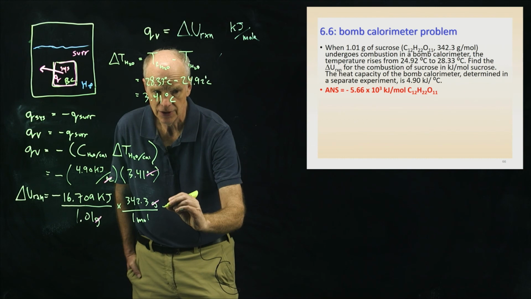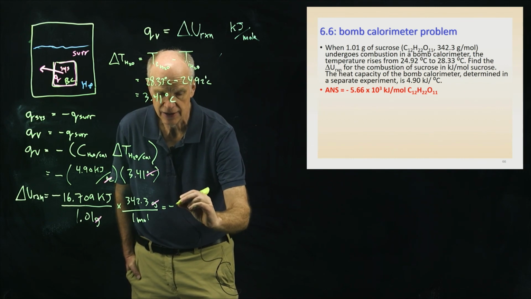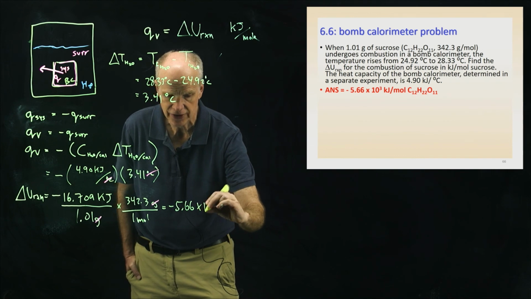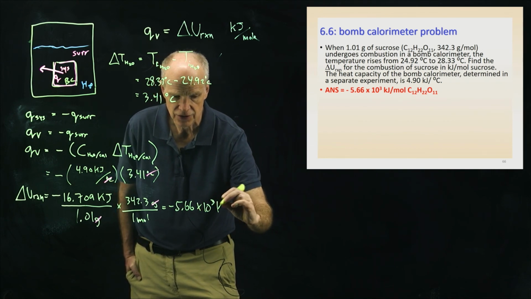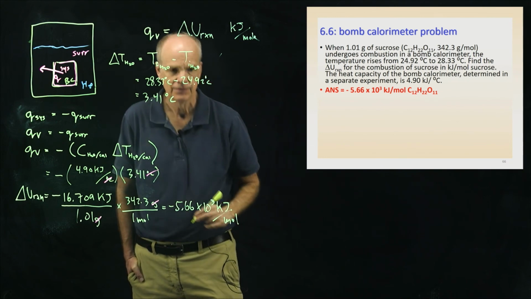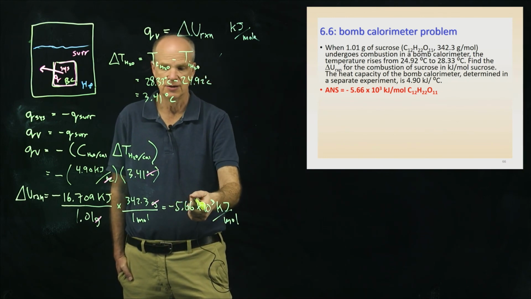And so the number here is going to be negative 5.66 times 10 to the 3 kilojoules per mole. This is rounded to the correct number of significant figures.